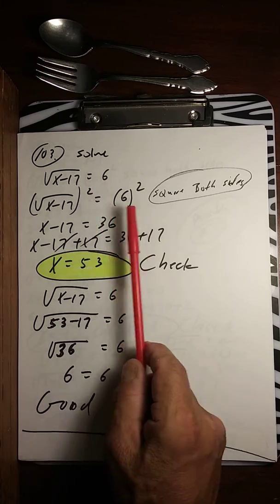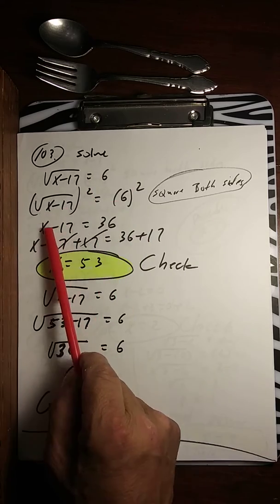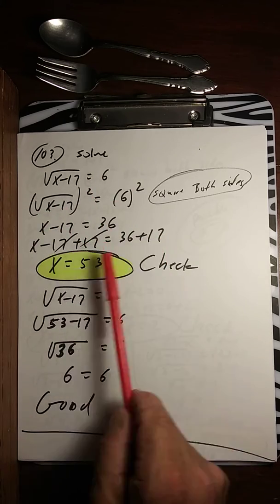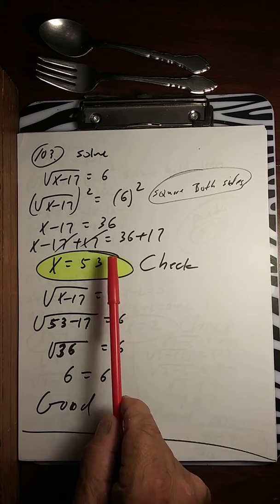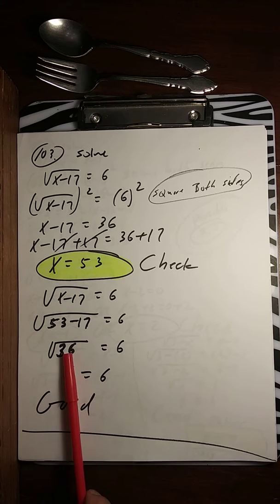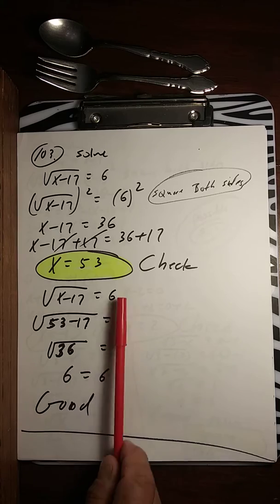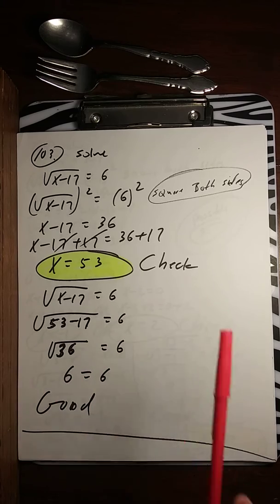So this one, solve this. Square both sides. This is going to be x minus 17 equals this. Add 17, so 53. Check this. Put it back in here. 53 minus 17 is 36. Square root of 36 is 6. Is that a match? Yes, it's good.